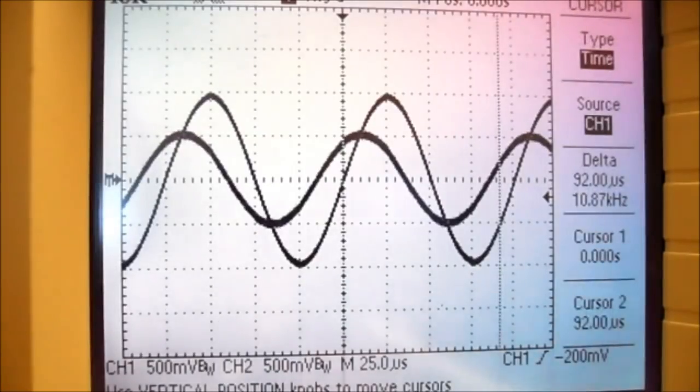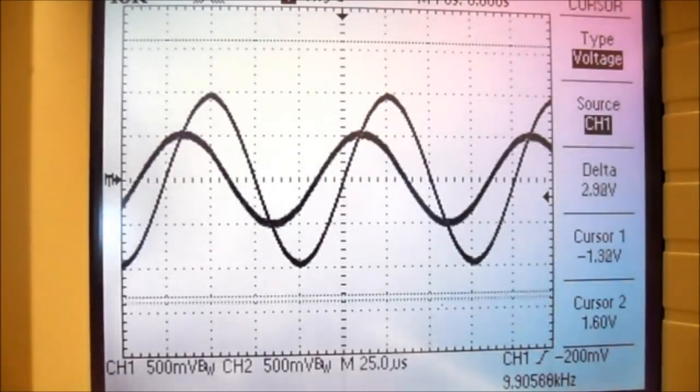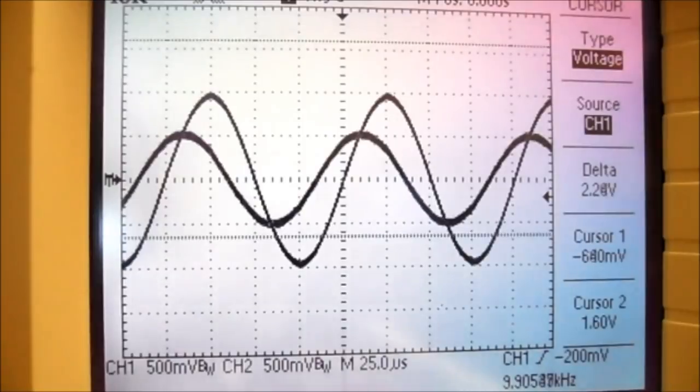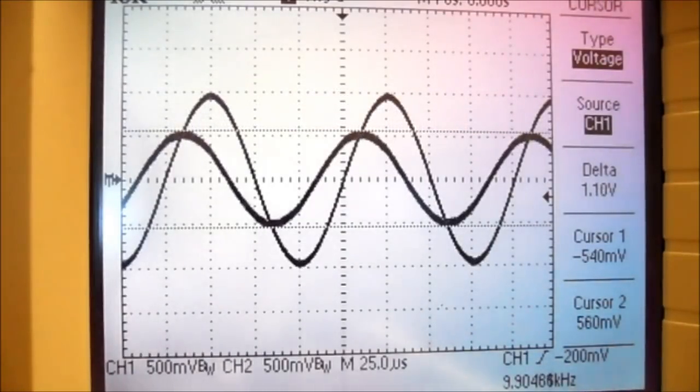So press the cursor button. They were on type time, so I'm going to change it to type voltage, and using the vertical positions for cursor 1, I'm going to move the cursor to the bottom of the waveform for VR. And then for the cursor 2 position knob, I'm going to put it on the top of the waveform for VR. Now you can see my delta is 1.08 volts. That's 1.08 volts peak to peak.